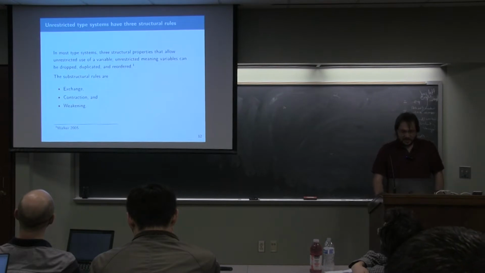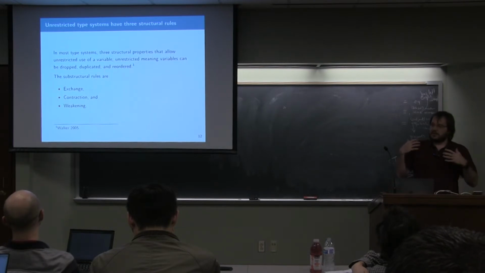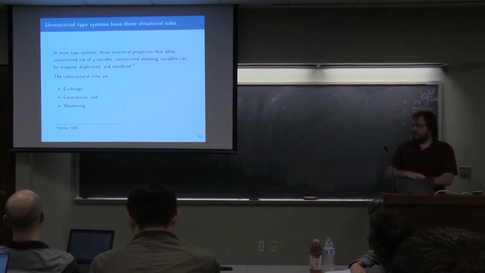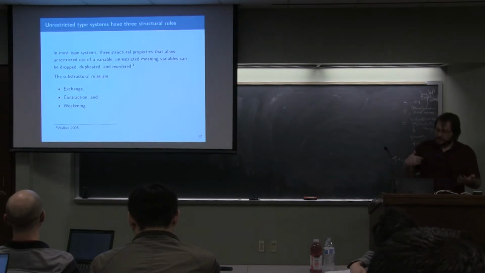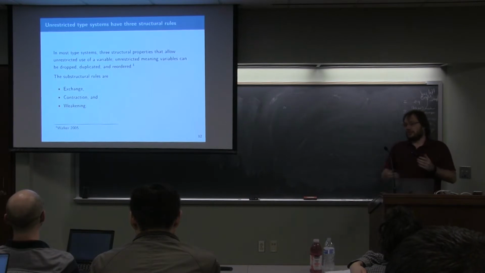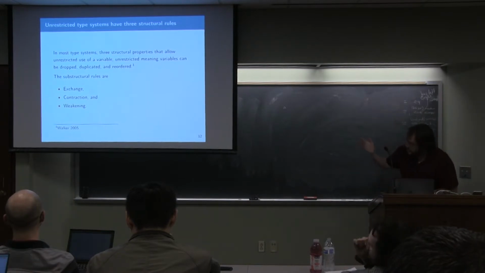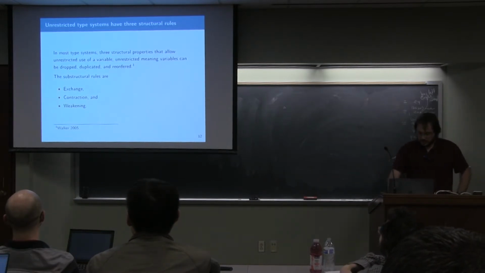Basically, substructural type systems are based on the property that most type systems have three properties that emerge out of their judgments. These three properties are exchange, contraction, and weakening. And substructural type systems are about dropping one or more of these, or not necessarily dropping them, but potentially weakening them, or having weaker forms of them. So I'll go through exactly what these three different substructural rules are.